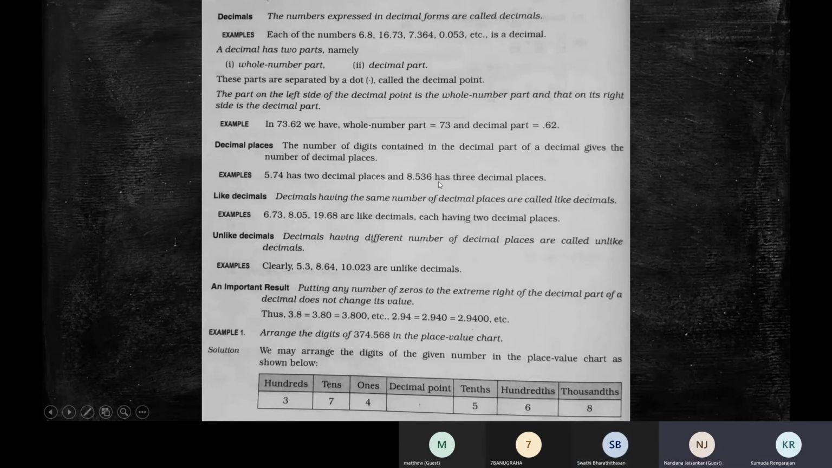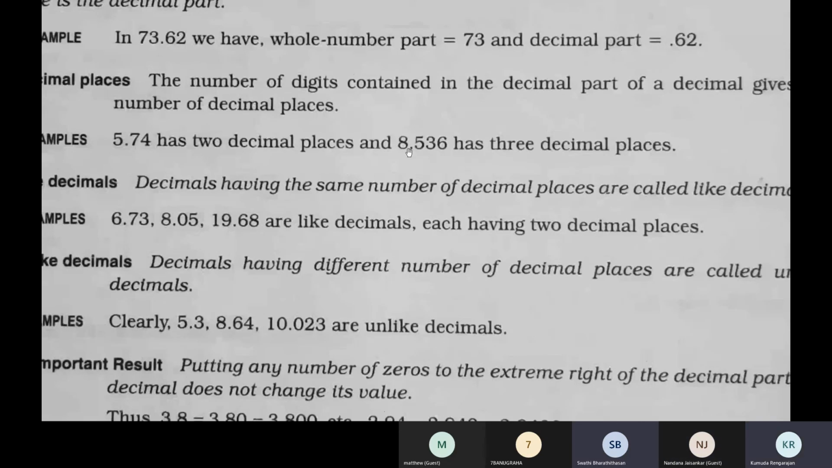Ma'am, 8 into 1 plus 5 into 1 by 10 plus 3 into 1 by 100 plus 6 into 1 by 1000. Okay, somebody else repeat. I want it again from a different student.